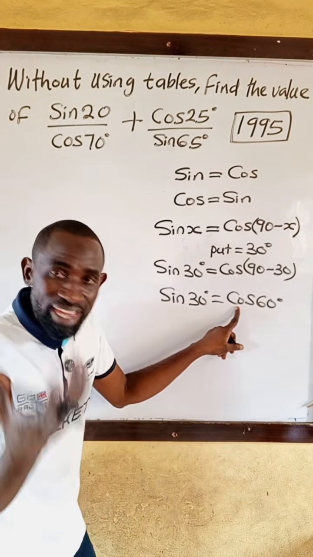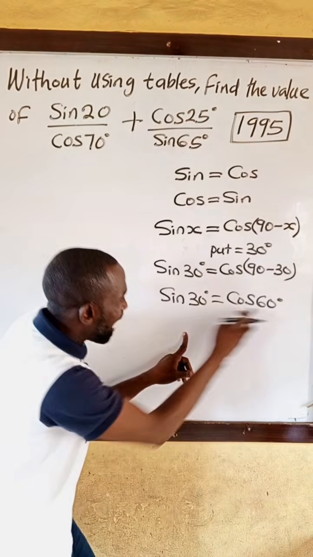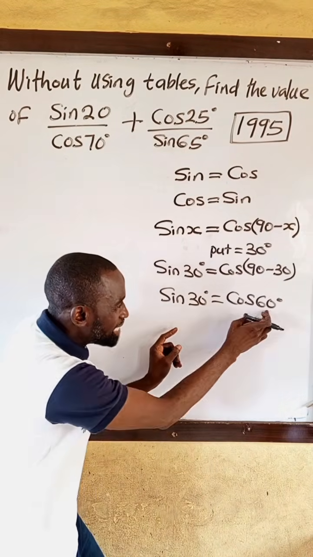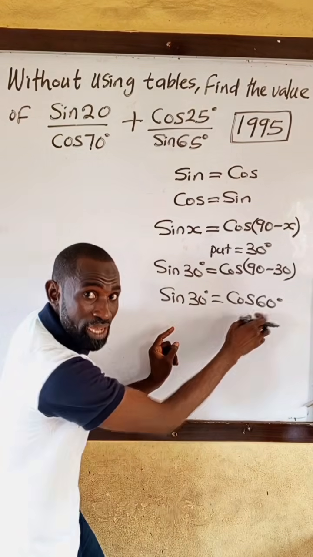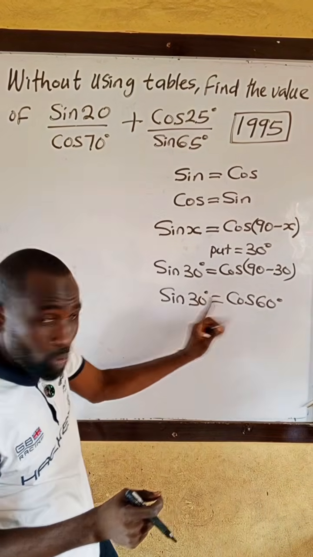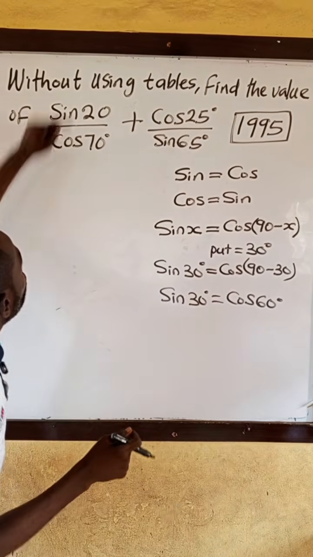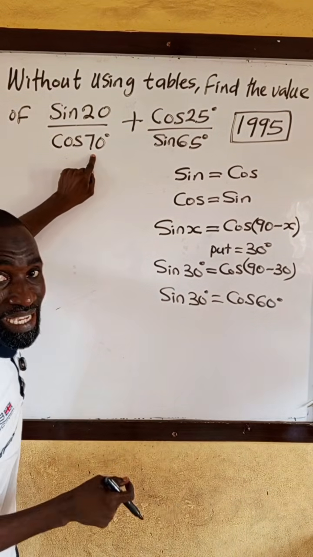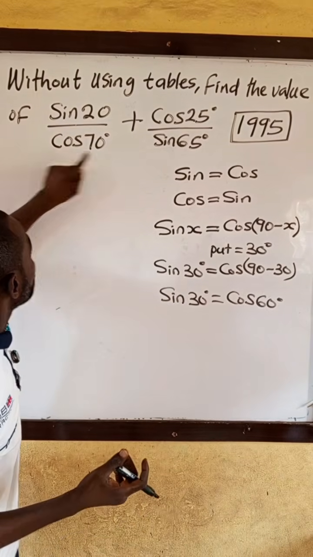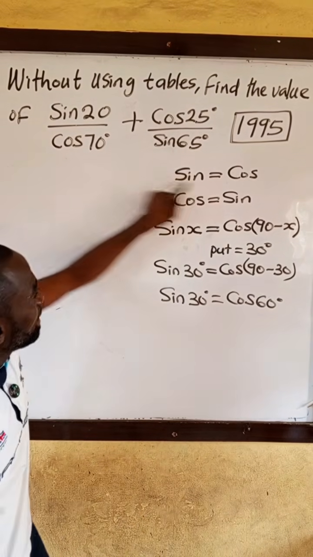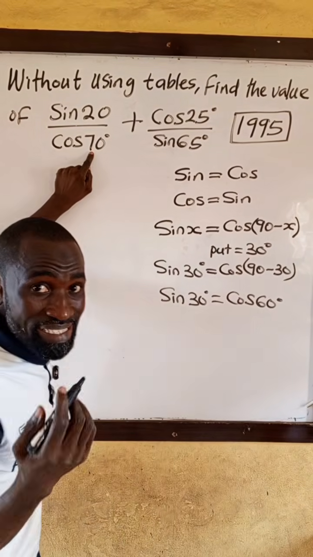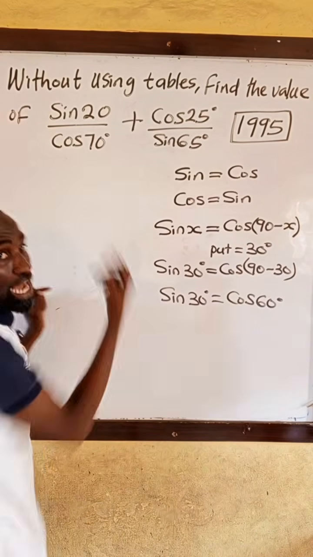So what is the key idea here? You see sine here, you see cos here. When you add the angles in front of them together, you will see 90 degrees. I will now apply this concept. I saw 20 here, I saw 70 here. So sin 20 is the same as cos 70. Sine and cos: 20 plus 70 is 90. So it means these two things are equal.